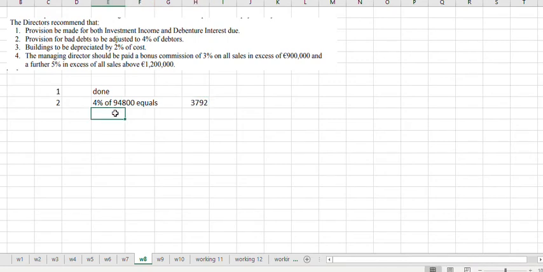In the trial balance, it's 4,000. Therefore, we have a reduction, and the reduction is 208, which is a gain. Okay, so the 3,792 you take away from debtors in the balance sheet, and the 208 is a P&L gain or other income, depending on what you call it. So 2 numbers there.